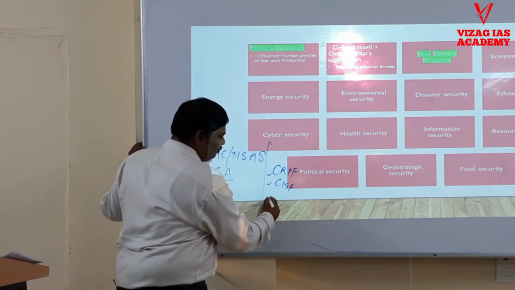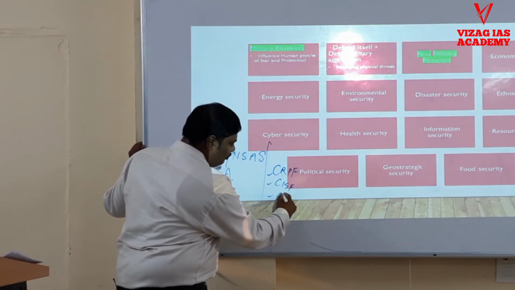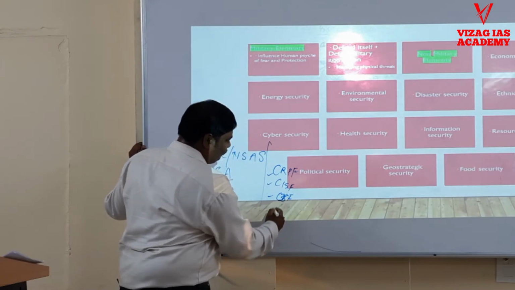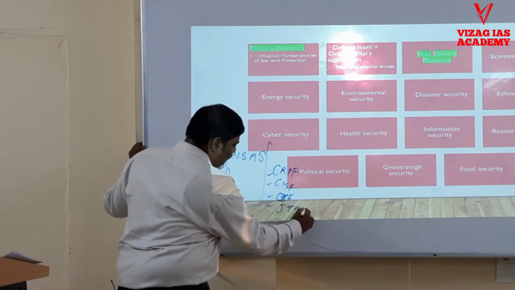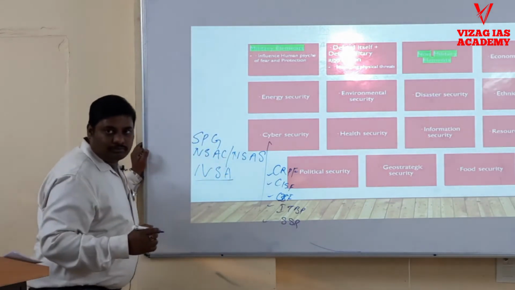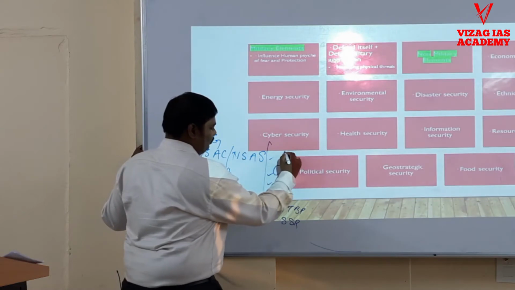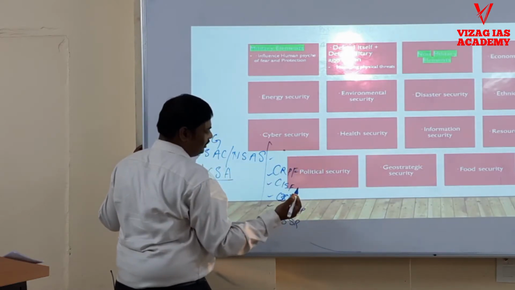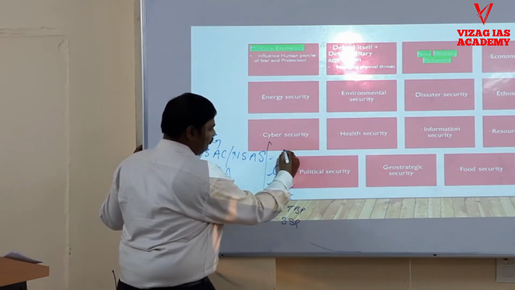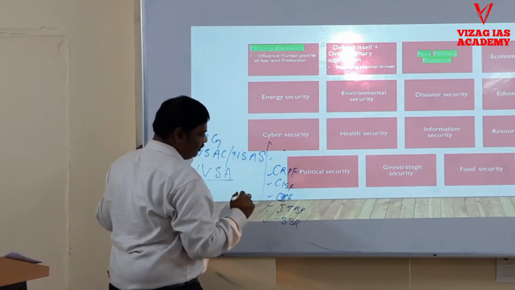CISF. BSF, okay. ITBP. Assam Rifles is not CAPF. Assam Rifles doesn't come under CAPF. Anything missing? ITBP, SSB, CISF, CRPF, BSF.